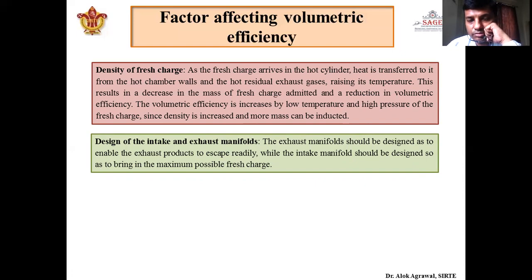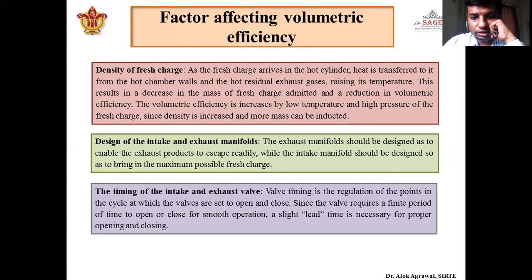So what is the main thing? For increasing the volumetric efficiency, we have to decrease the amount of exhaust gas inside the combustion chamber, and at the same time we have to increase the amount of intake charge, fresh charge, inside the combustion chamber. For both reasons, the proper design is required.